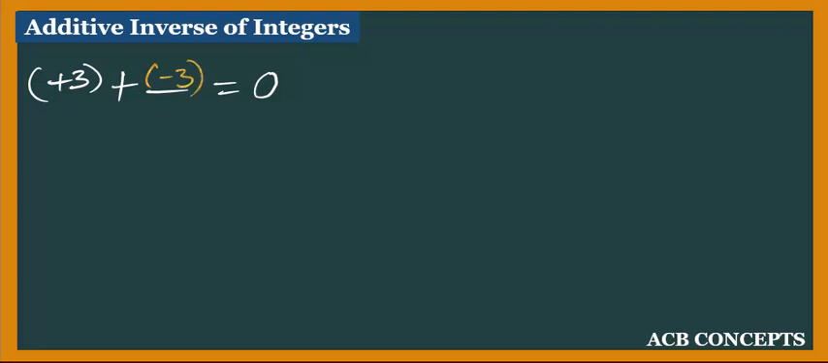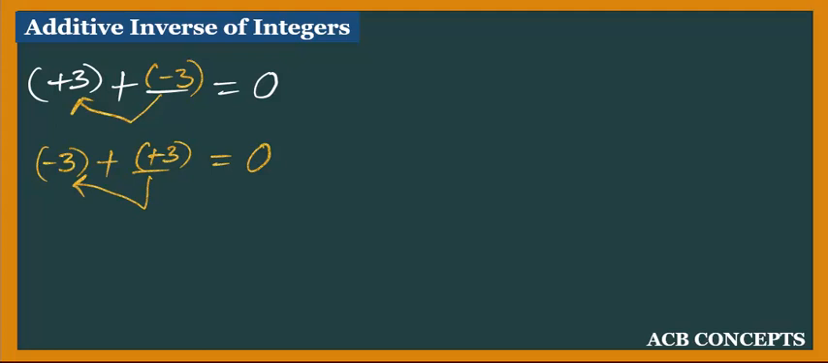Again taking minus 3 as a negative integer, and additive means plus. How much do I need to add to minus 3 to get the additive identity 0? Here the answer is plus 3. So here minus 3 is the additive inverse of plus 3. Plus 3 is the additive inverse of minus 3.